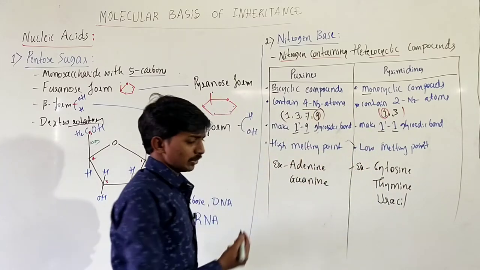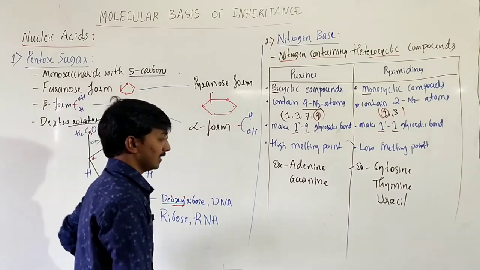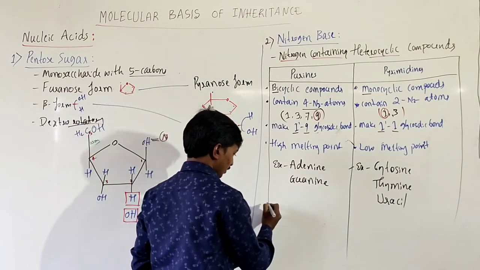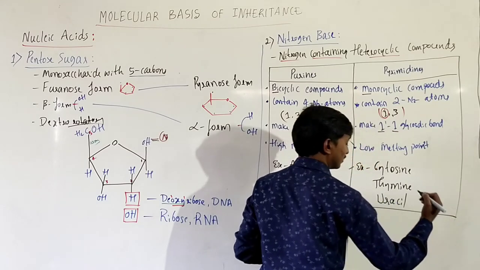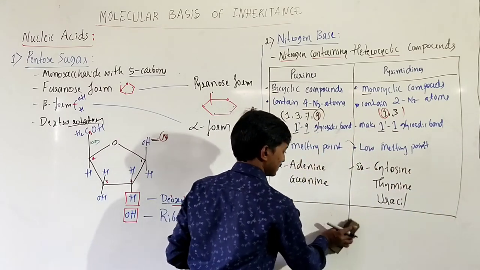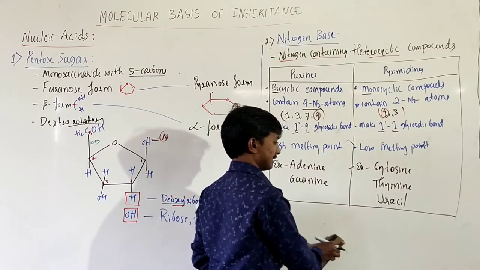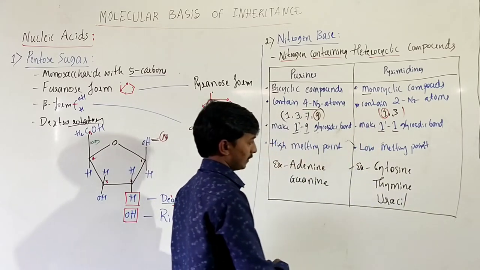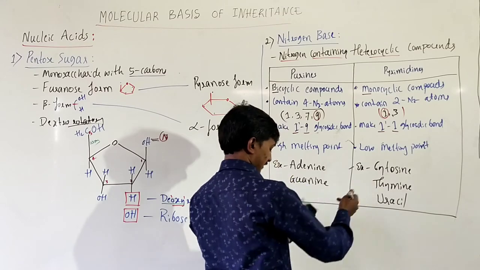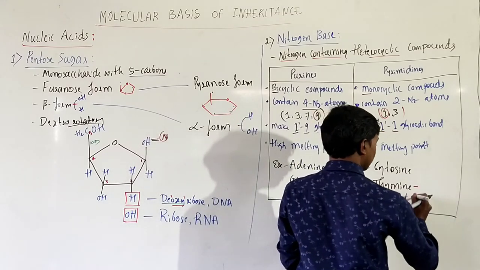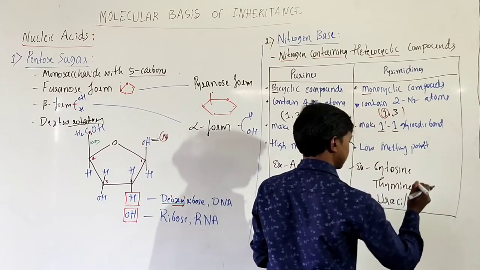So why only two here, why do we have three there? The question is, there are two types of purines, but there are three types of pyrimidines. Why is it extra? Whether this one is odd or that one is odd, the question arises here.